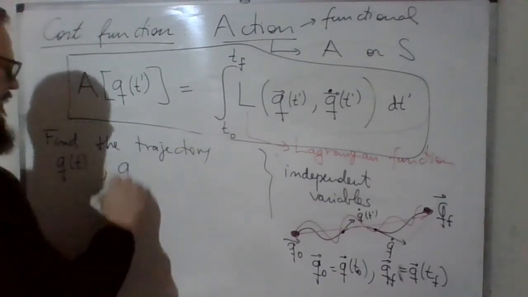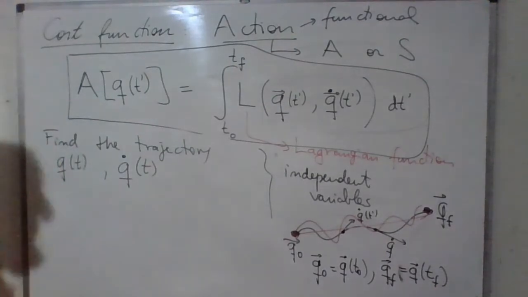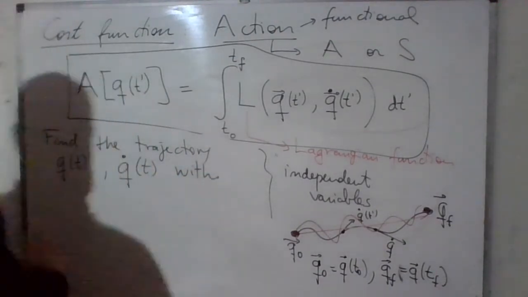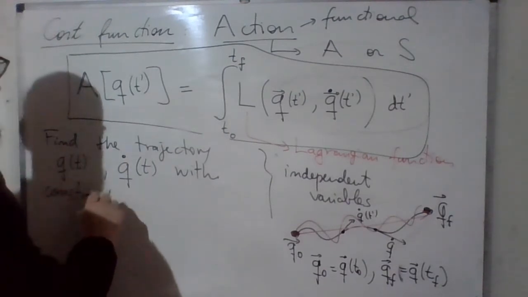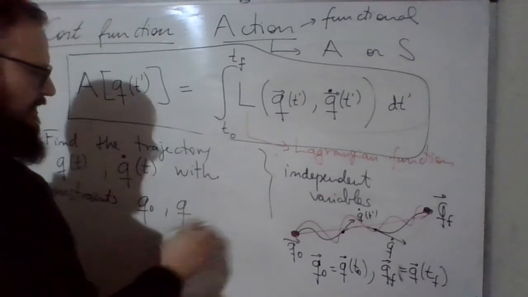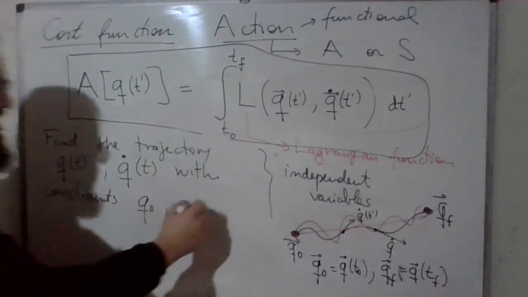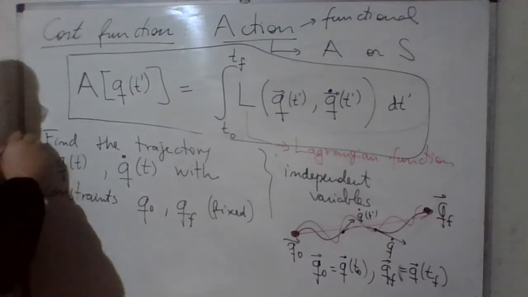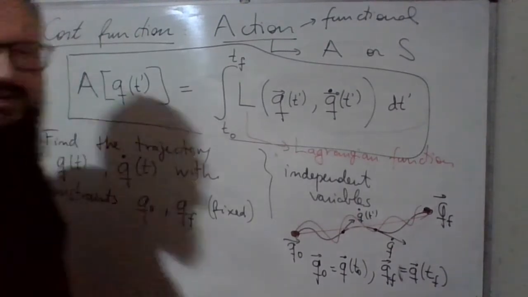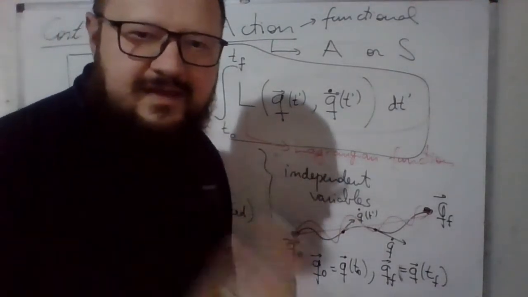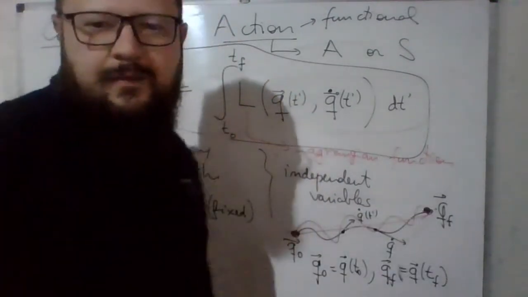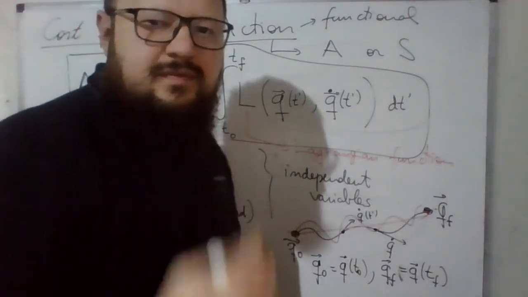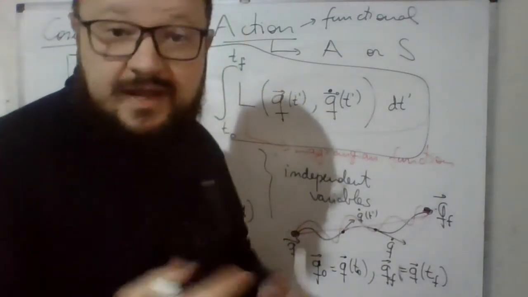q of t, and of course the velocity would be defined, q dot of t, with constraints q naught and q final. These are fixed. The initial and end points are fixed. Find these trajectories, okay, or find the most probable trajectory in quantum mechanics, or find the exact trajectory from going from A to B in classical mechanics. How can I define, or how can I calculate this trajectory?